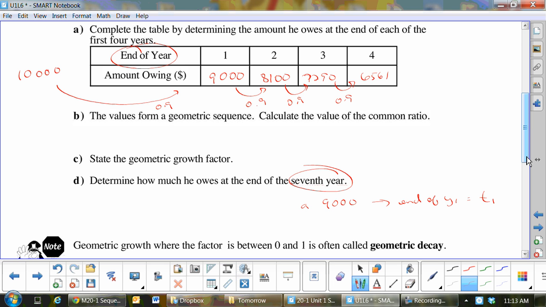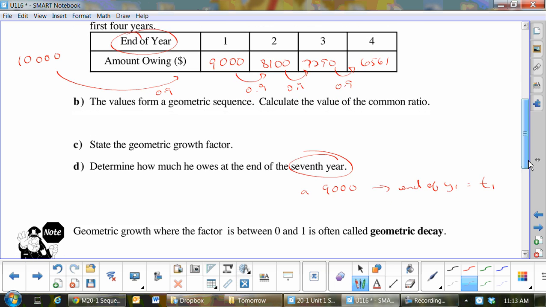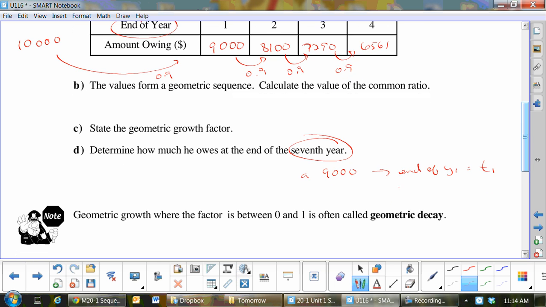When is 10,000? Beginning of year 1. Why are we talking about end of year 1? Because that's when I always have to make my payment. Okay? So, what would be end of year 2? What term? Are you with me here?